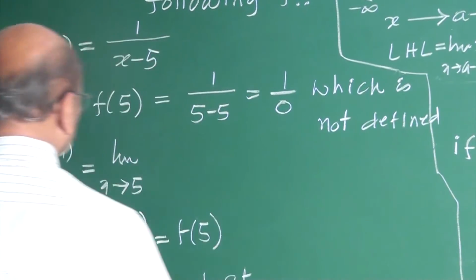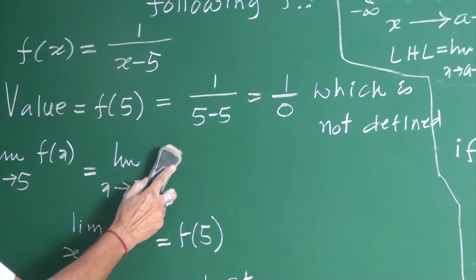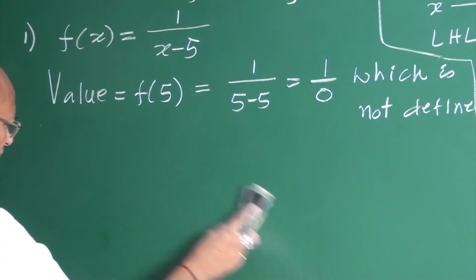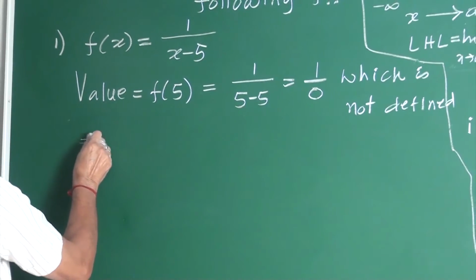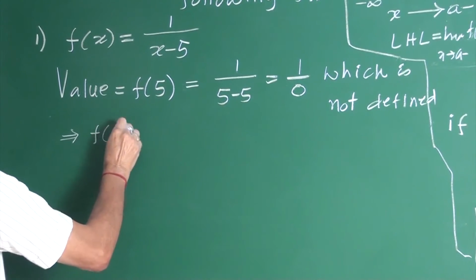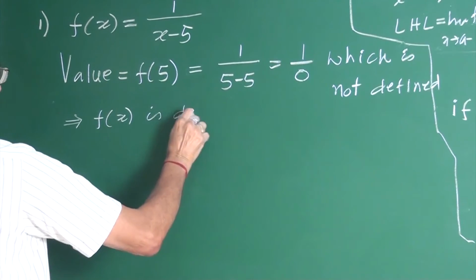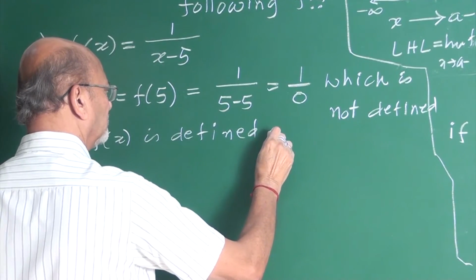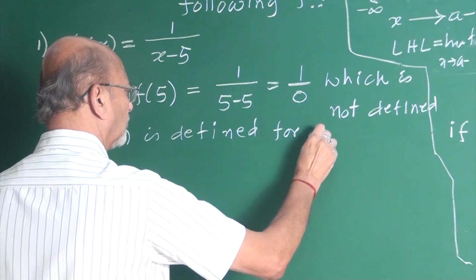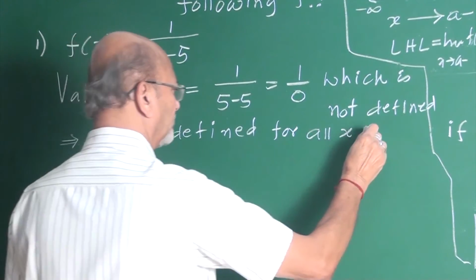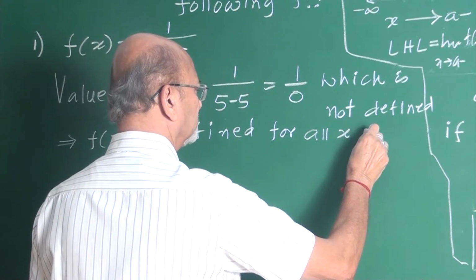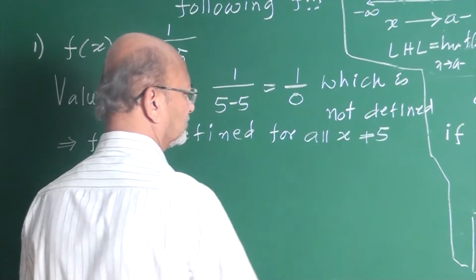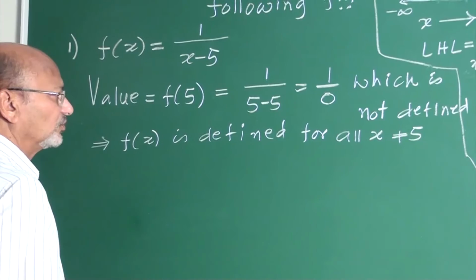From this, my friends, what is clear? f(x) is defined except what? f(x) is defined for all x except 5. Or you can write for all x not equal to 5. Except this. For all x not equal to 5.